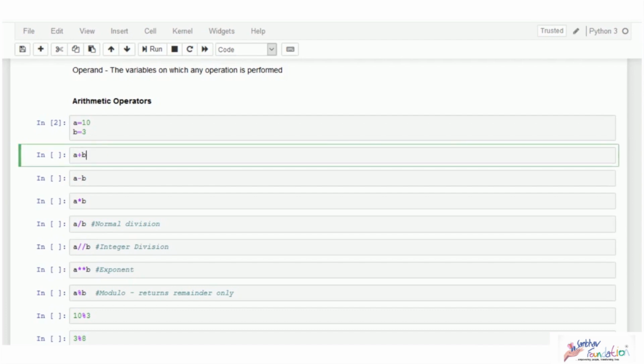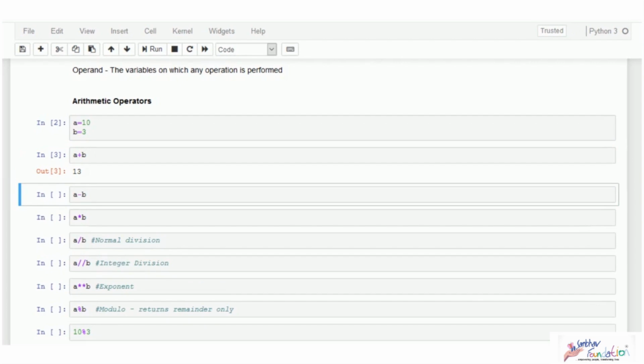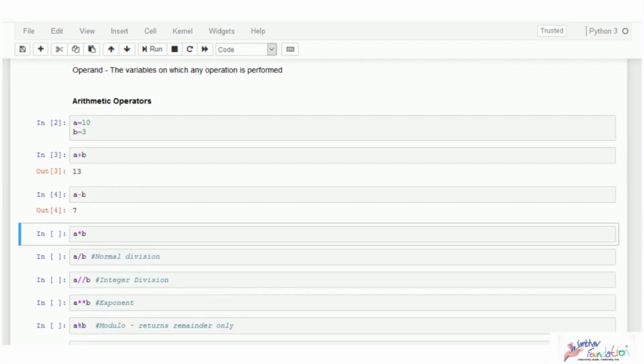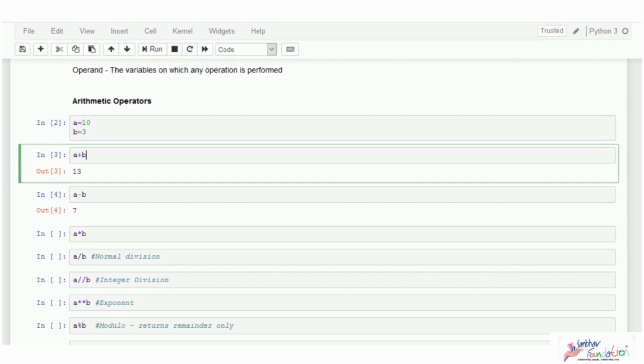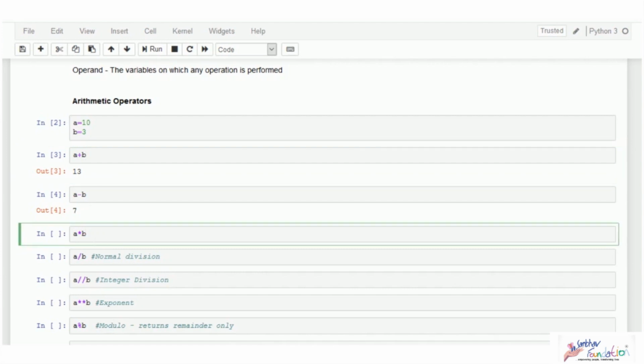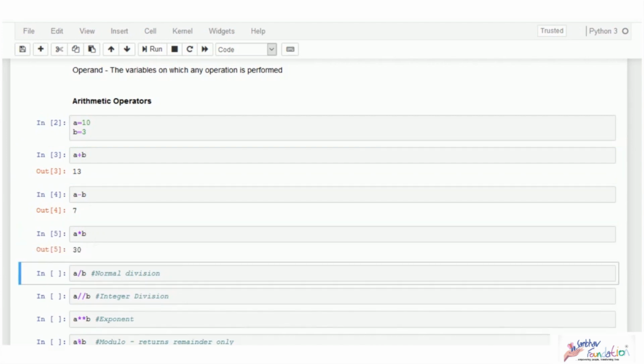So a plus b is addition. Then we have the subtraction. As you can see, we are not updating the values of a and b anywhere. We are just using these values and performing the operation. So here it is 10 plus 3, 13. Then the same values of a and b, 10 minus 3, which is 7. And then we have the multiplication and division.